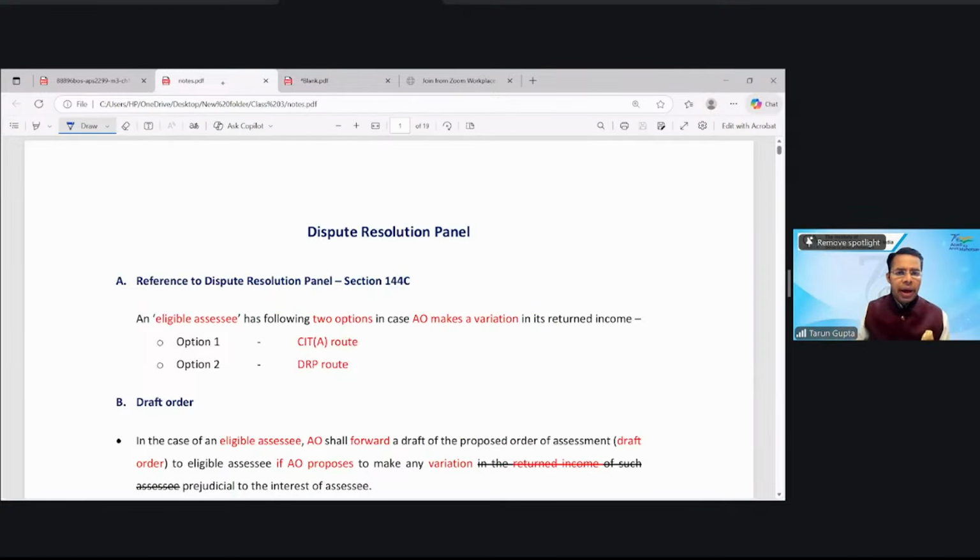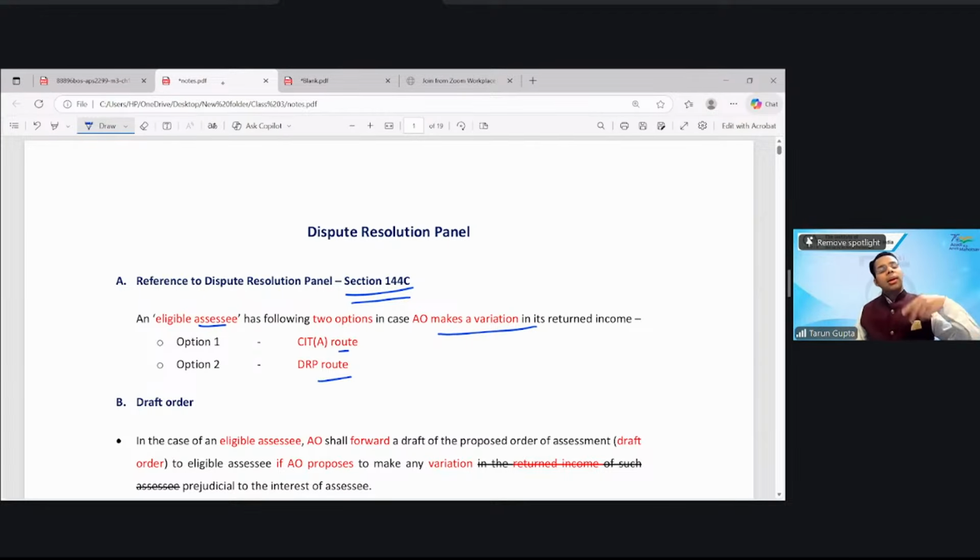So DRP. Reference to DRP. You understand? DRP is only an extended assessment. The DRP direction gets merged with the order of the AO. Ultimately, it's the final order of the AO, which includes the direction of DRP. So where is it written? It's written in section 144C. An eligible assessee has the following two options in case the AO makes a variation in the returned income. Option 1, CIT appeal route, or option 2, DRP route.